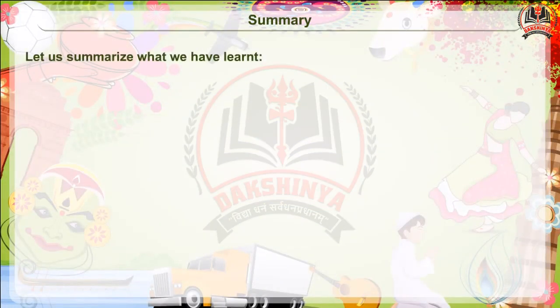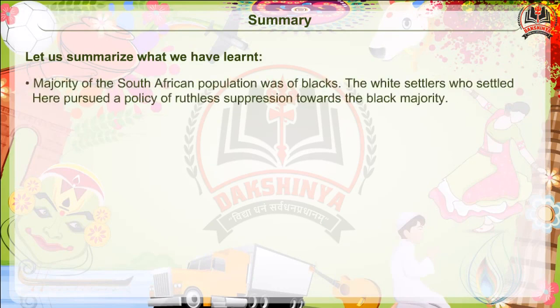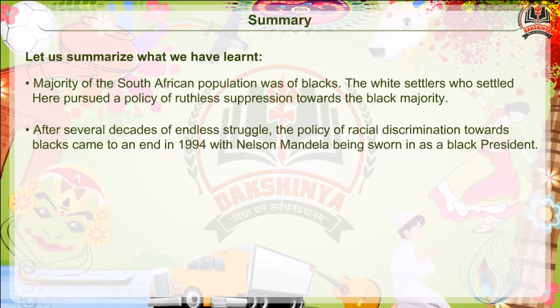Summary. Let us summarize what we have learned. The majority of the South African population was black. The white settlers who settled here pursued a policy of ruthless suppression towards the black majority. After several decades of endless struggle, the policy of racial discrimination towards blacks came to an end in 1994 with Nelson Mandela being sworn in as a black president.